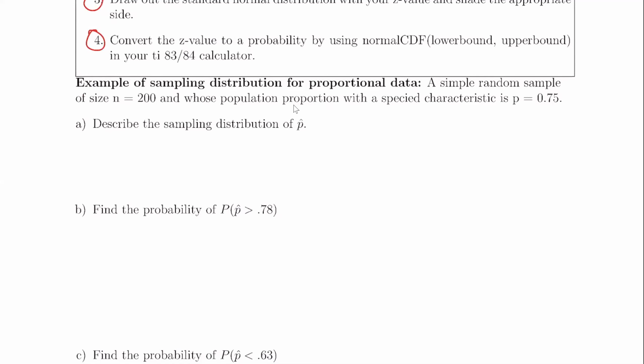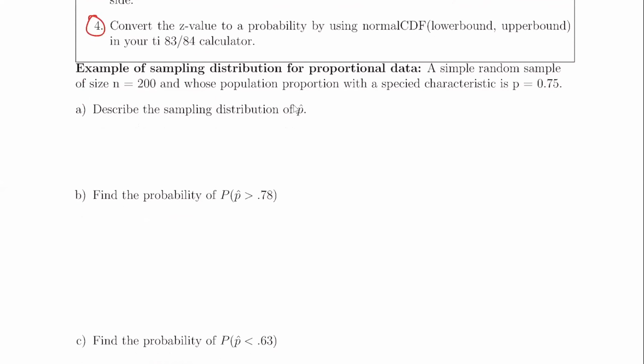For this problem, are they telling me the distribution of the sample? Are they telling me it's skewed to the left, skewed to the right, or normal? No. So for this one, we know it's not normal. So we have to use the central limit theorem to see if we could say it's approximately normal. First, we're going to describe the sampling distribution of p hat. So we're going to find mu of p hat and sigma of p hat.